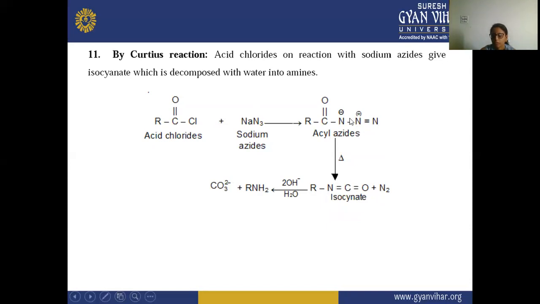So from this, nitrogen gas is evolved out from here. After that, there is a formation of the isocyanate. This isocyanate is reacted with this base, and there is a formation of this primary amine, and the carbonate ions are formed here. So this is a Curtius reaction, and in this Curtius reaction, from the acid chloride, the primary amine is formed.